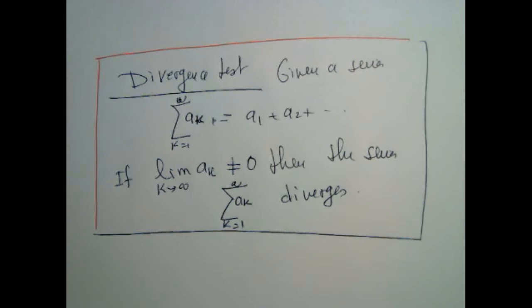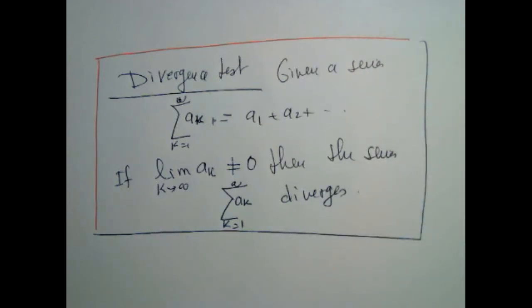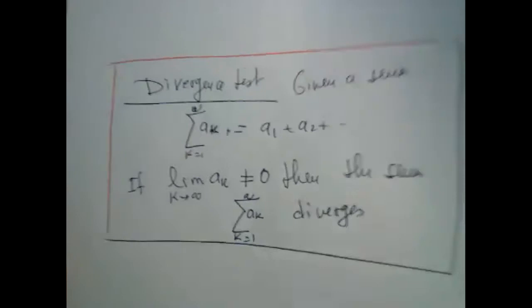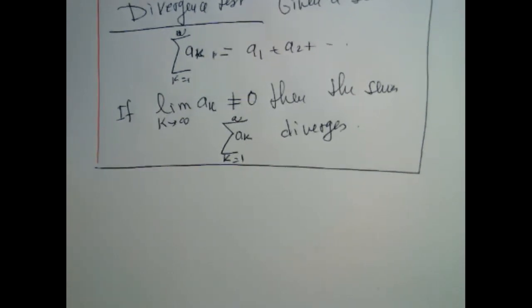So it only gives me ideas. In one case, if the terms don't go to 0, it diverges. If the terms go to 0, we can have divergence or we can have convergence. And that's the important idea here. So the divergence test is an easy test. You have a series, you look at the terms, you glance at the a_k. You ask yourself, do they go to 0 or not? If they don't, you're done. If they do, we're in trouble, and we have to see what will happen eventually.